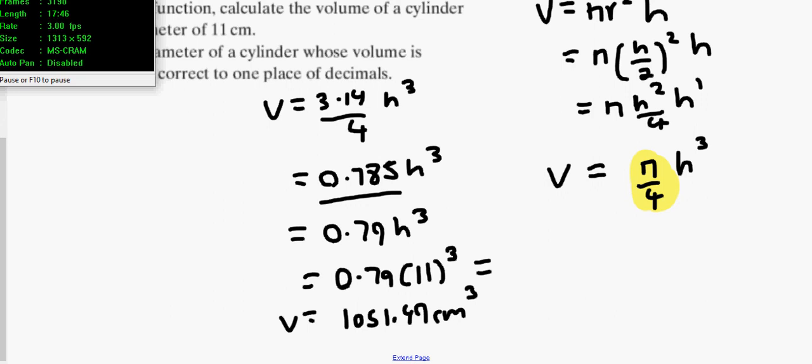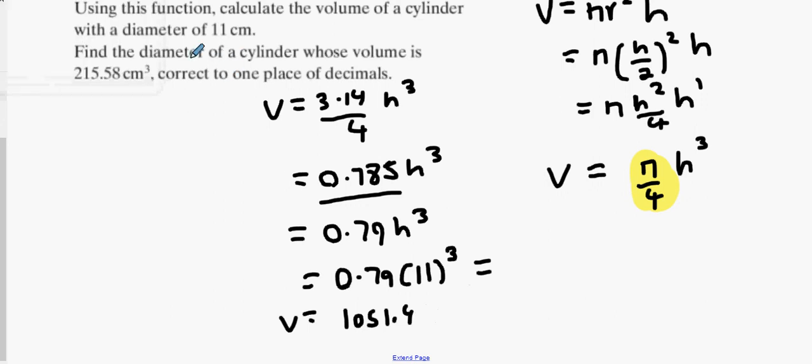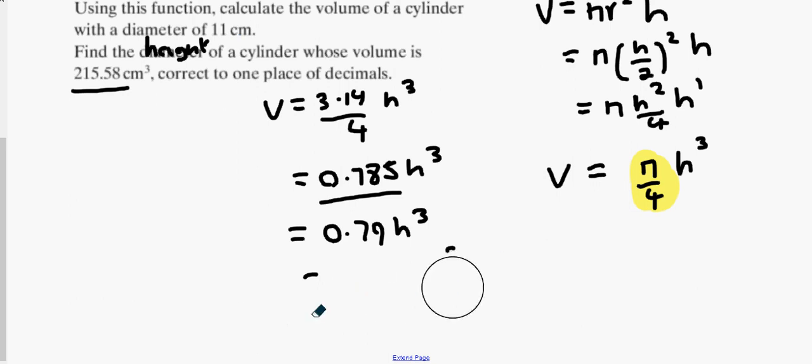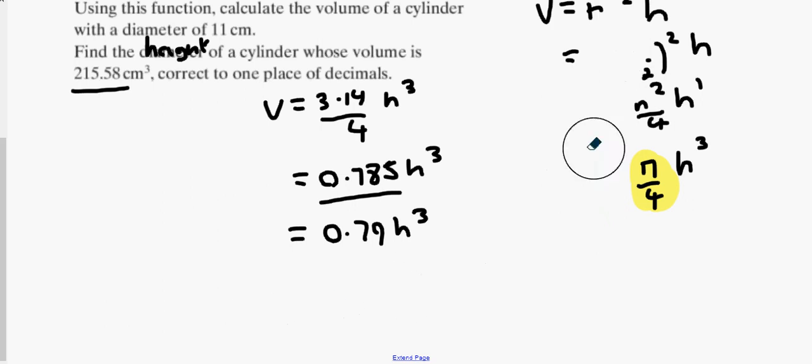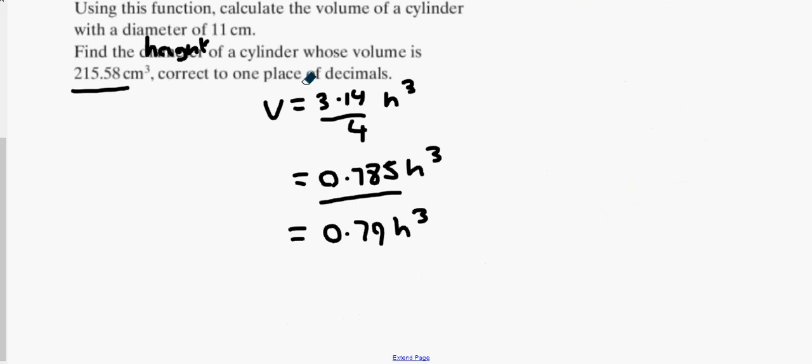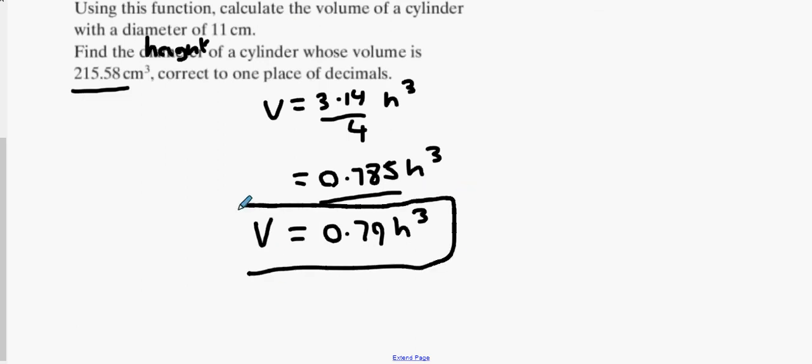Any questions for me? Find the diameter of a cylinder whose volume is this much, correct to one place of decimals. Well, it says in the description that the diameter is the same as the height. So we find the height, we find the diameter. What formula are we currently using? If you read the description of the question, we are using this one here, because it says it only wanted A to 2 decimal places.